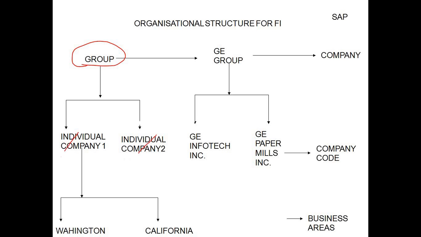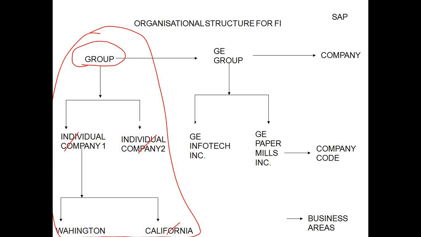Then every individual company may be carrying on business in different geographical areas. For example, individual company 1 is carrying on business in Washington. Individual company 1 again is carrying on business in California. Similarly, individual company 2 is also carrying on business in Washington, California, New York, New Jersey, etc. So this is the general enterprise structure for any company for the purpose of preparing financial statements.